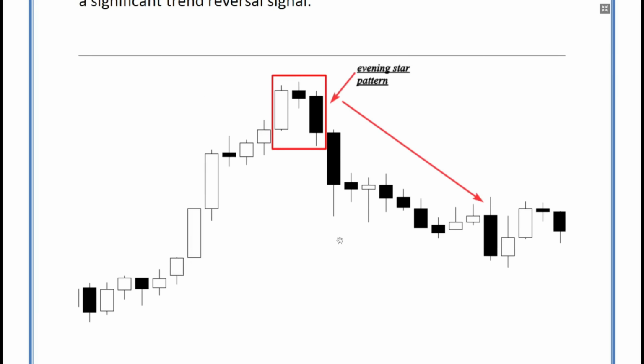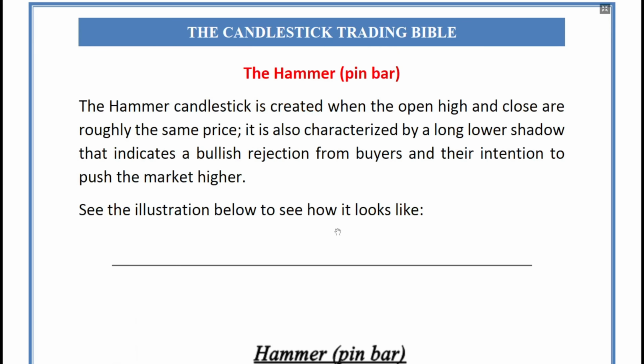In the next one, we'll be looking into the hammer. Okay, the hammer. So you guys stay tuned. You'll understand all these patterns in depth. So make sure you stay tuned.